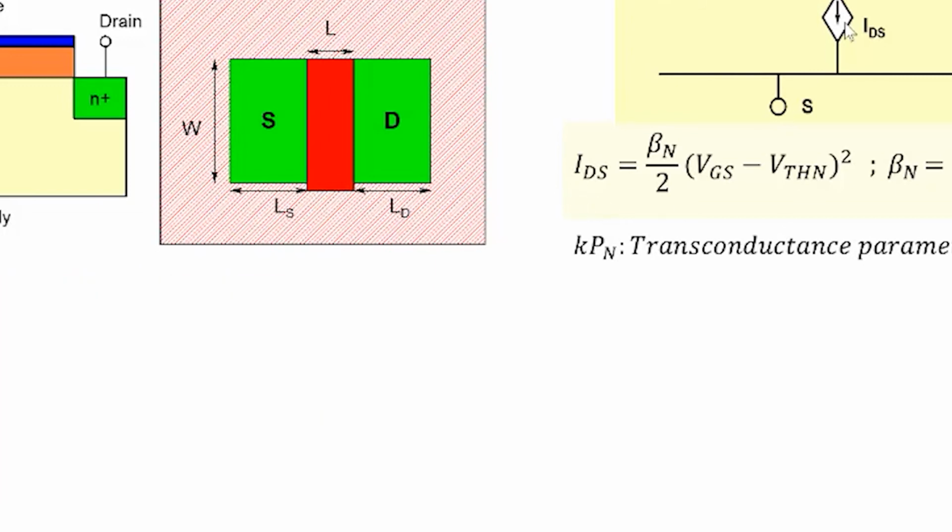So that's the model of the MOSFET in the saturation region. You are given a value of Kpn, and if W and L are also given to you, then you know the value of beta n, and the threshold voltage will also be given to you. So you can determine the current depending on the gate to source voltage that you apply.